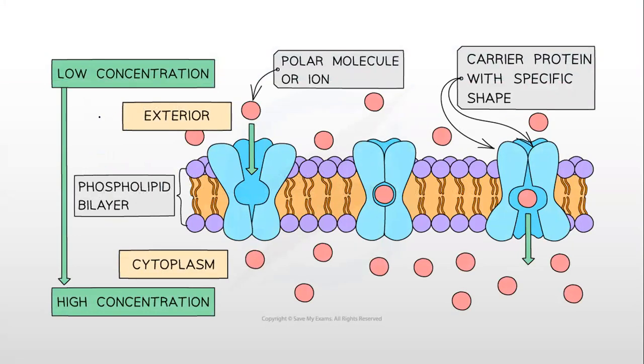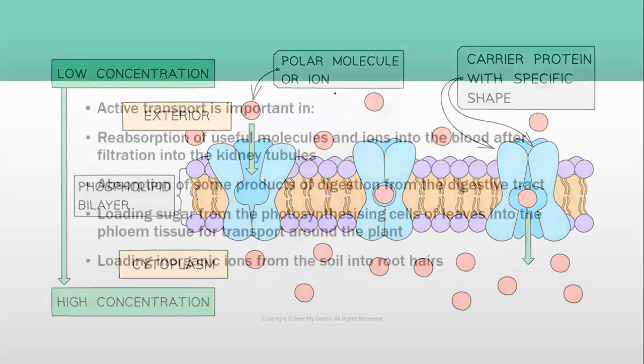Active transport always takes place against the concentration gradient. So the movement of molecules or ions is going to happen from a region of lower concentration to a region of higher concentration, from outside of the cell membrane to the inside of the cell membrane. Every carrier protein has a specific shape for a polar molecule or ion.